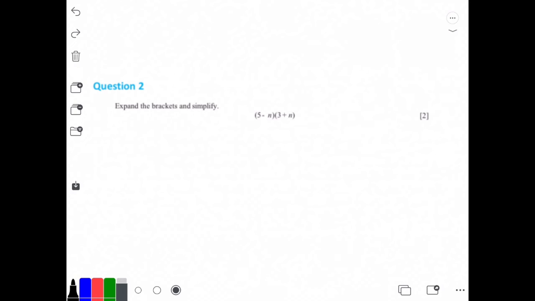Question 2. Expand the brackets and simplify 5 minus n times 3 plus n. In order to expand brackets, we must remember the rule for doing so. So that is, we will multiply each term in one set of brackets with each from the other. So in this case, it will be 5 times 3 and 5 times n, then negative n times 3 and negative n times n.